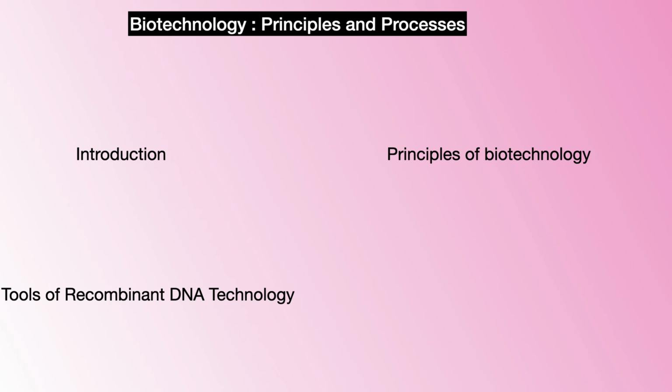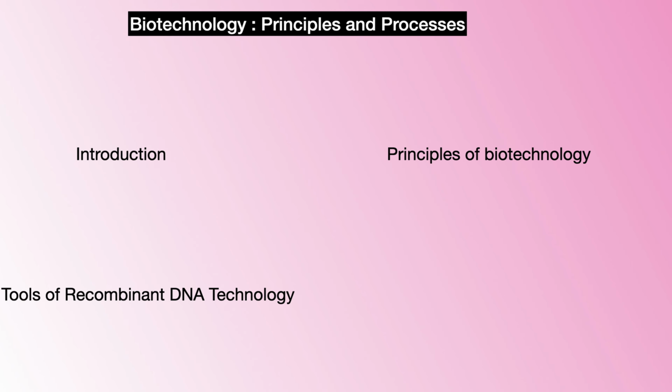The second feature of a vector is the selectable marker. When we try to put DNA into bacteria, a process called transformation occurs. Not every bacterium will take it up. We need a way to find the winners. We use genes for antibiotic resistance like ampicillin or tetracycline as markers. If a bacterium successfully takes up the vector, it survives the antibiotic. If it does not, it dies. This allows us to select only the transformed cells.